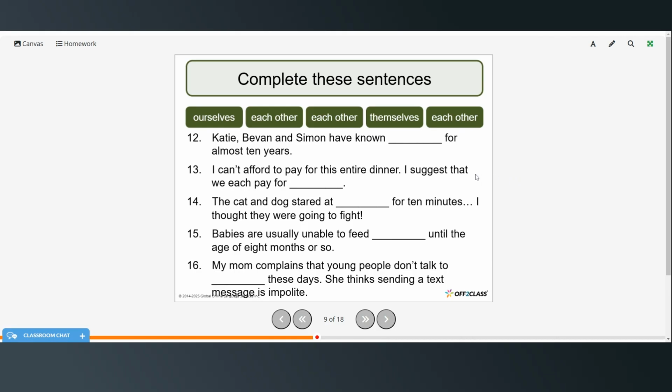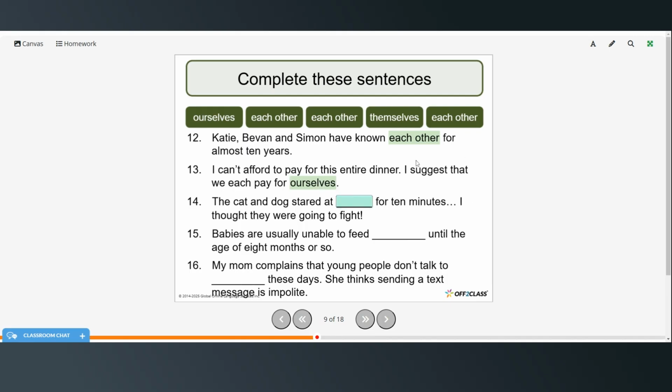All right, now you'll fill in the blanks in each sentence with one of the words or phrases from the boxes. Katie, Bevan, and Simon have known each other for almost 10 years. I can't afford to pay for this entire dinner. I suggest that we each pay for ourselves.